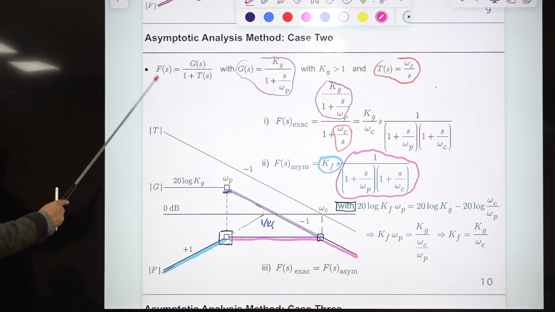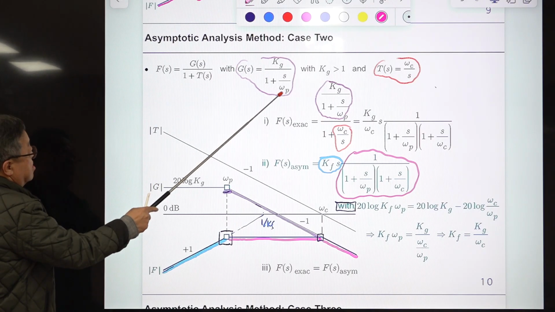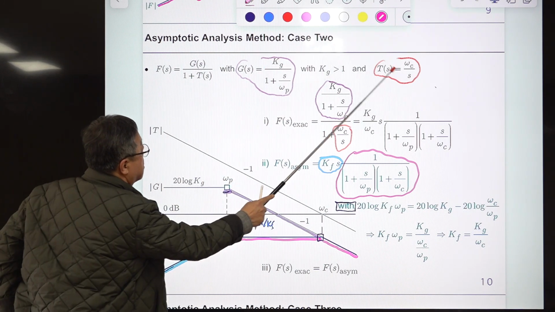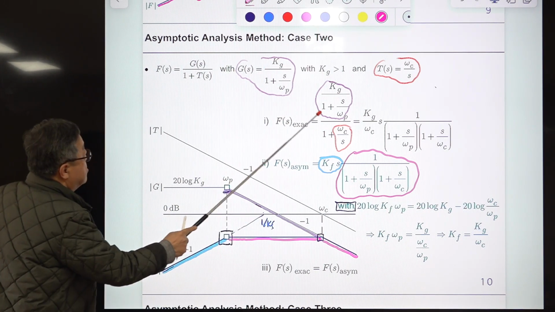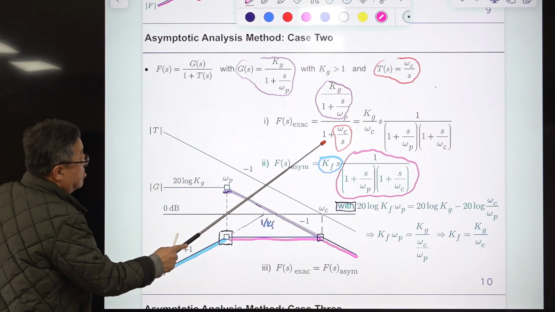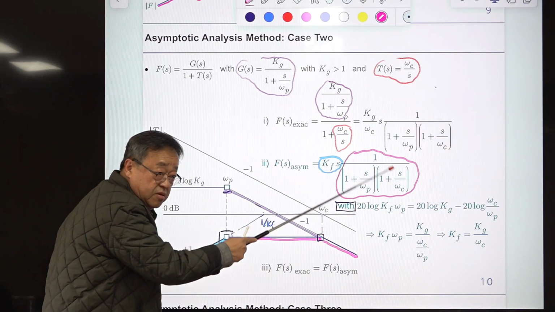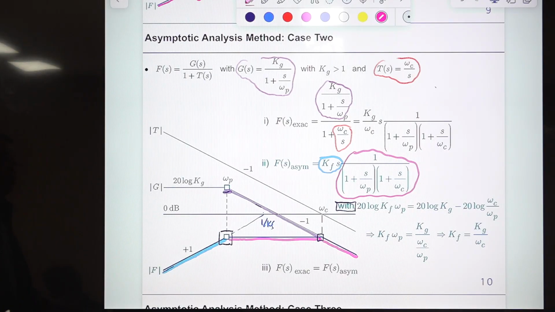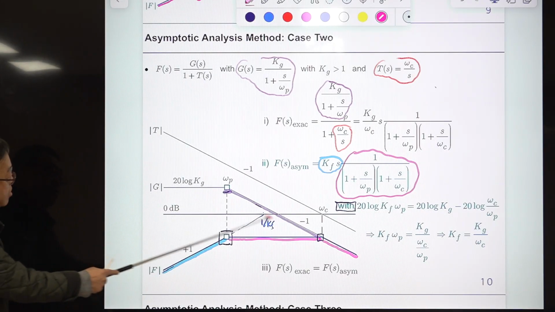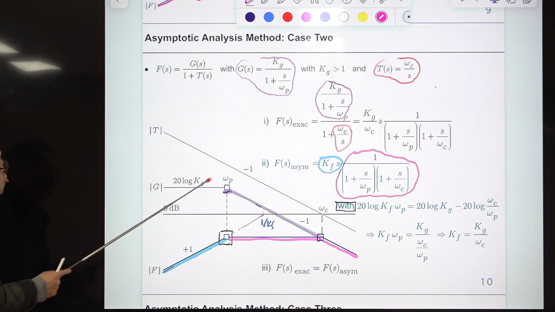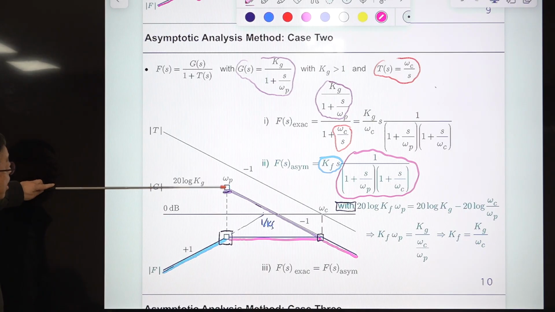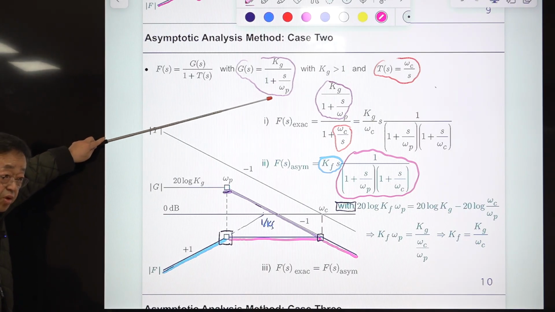So you have same form, but GS is this one. And again, this TS is this one. Then this is the direct evaluation of this transfer function. And you have this. Here you take the graphical approach. So you have two different asymptotic plots. So G is this one. So it starts 20 log Kg, and you have pole at omega P.